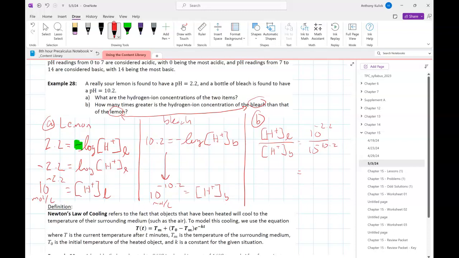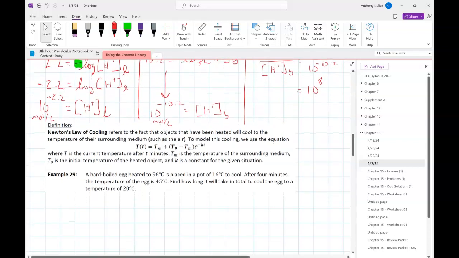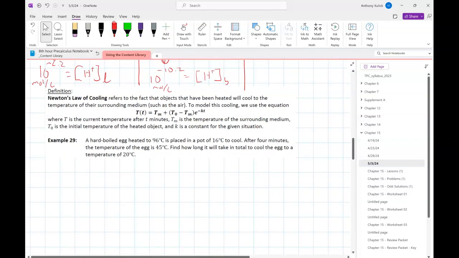We've done this all once already. It's 10 to the 8. That's a big number. So what's that? I think it's 100 million. Yeah, it's 100 million. 100 million times more ions in the lemon than the bleach. It's a lot of ions. How they fit them all in there, I don't know. That's a joke.